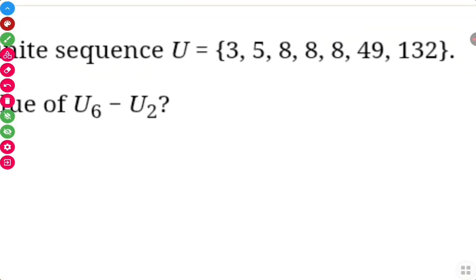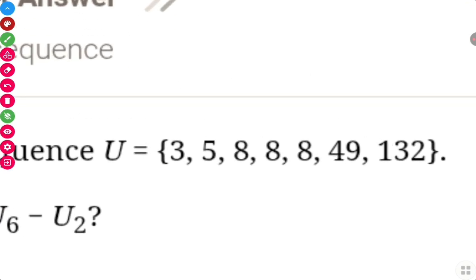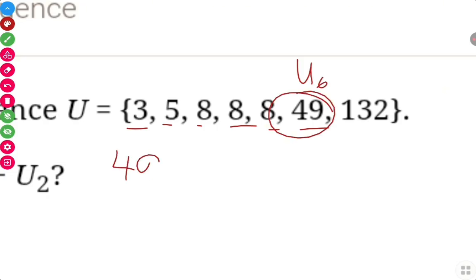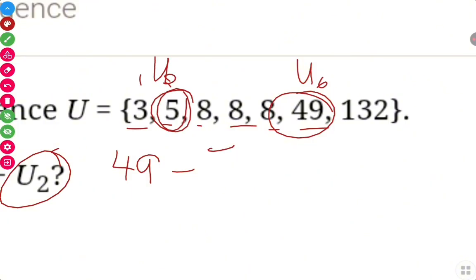Remember when they say U6, or like the name of the sequence, and then 6, that means the position, okay? So here 3 is the first number, so 3 would be U1, okay? So U6 would be 1, 2, 3, 4, 5, 6. So this would be U6. U6 is 49, okay? Minus U2 is the second number, okay? Its position is the second number. So 1, 2, U2 is 5. So 49 minus 5 is 44.